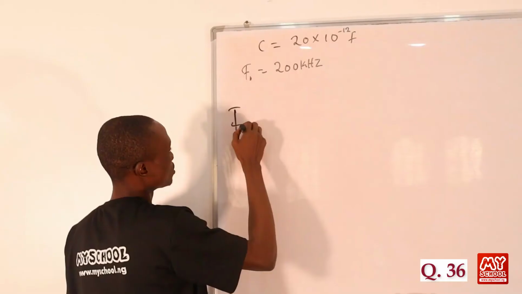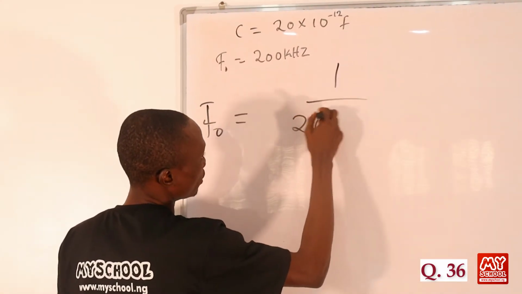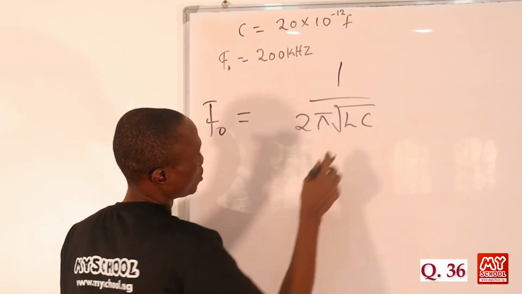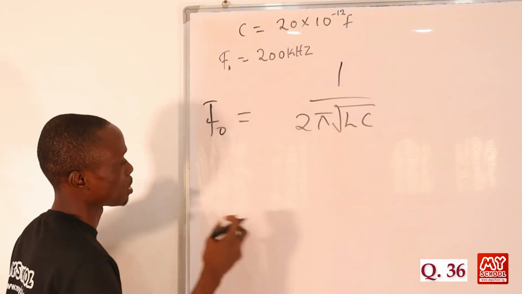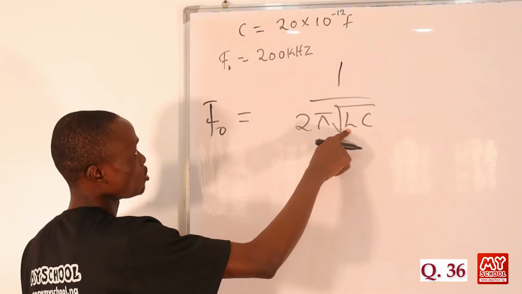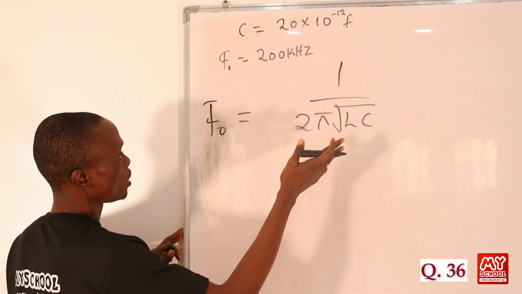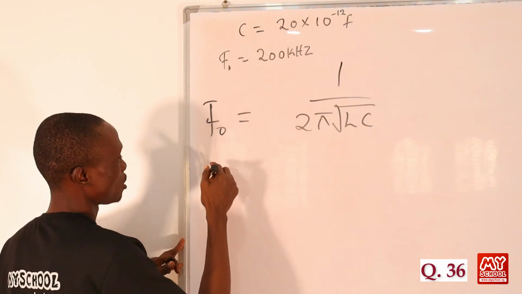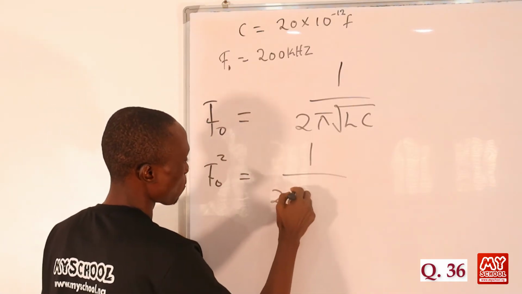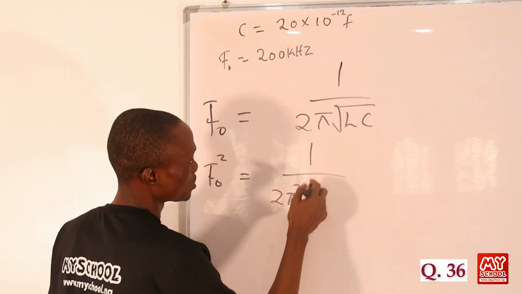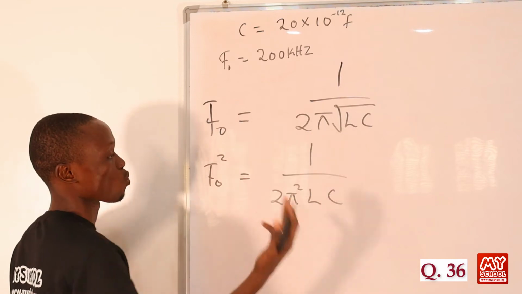So resonance frequency F0 is equal to 1 over 2 pi root LC, where L stands for inductance and C stands for capacitance. First of all, let's make L the subject of formula, because basically that's what we are looking for in this question. To do that, we have to square both sides. So our F0 will be squared, and here we'll have 2 pi squared. Then this whole thing will cancel out, because 1 squared is also 1.